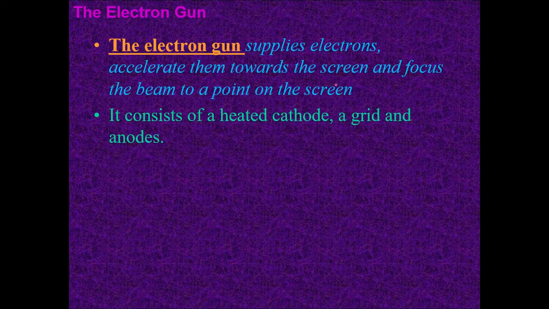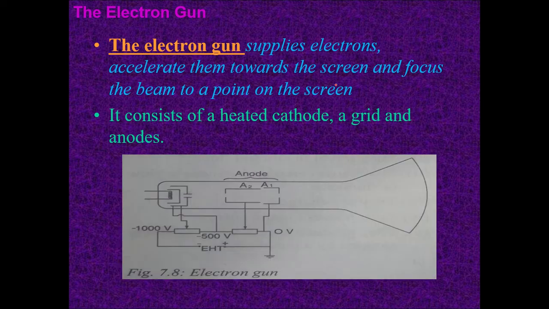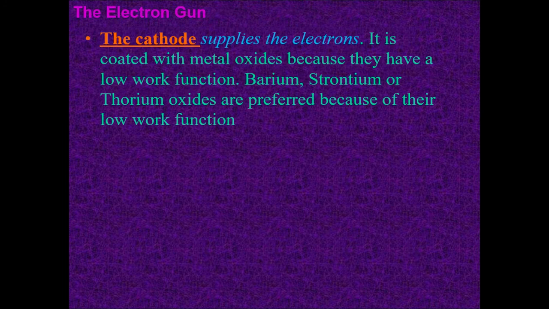So it consists of one heated cathode, or basically just a cathode, and the heating comes from the filament. So there's no need of just stating heating cathode. It's basically a cathode. Heated cathode simply means that it's being heated by the filament. Number two, we have the grid, and then you have the anodes. Each of them plays a specific role in each of these points. Now that's basically our electron gun in a simple way. Let us begin with the elements that we have.